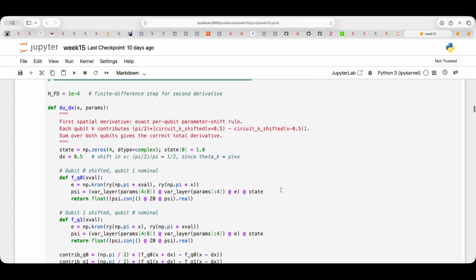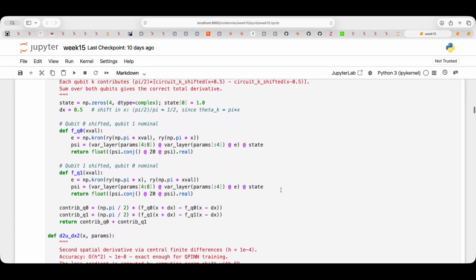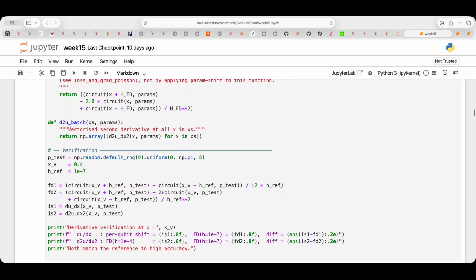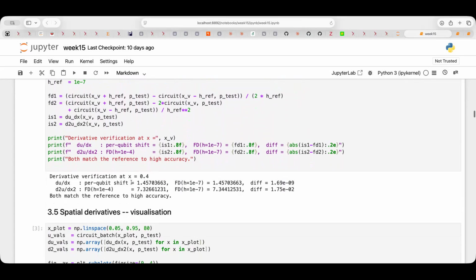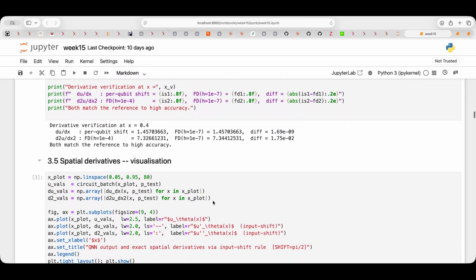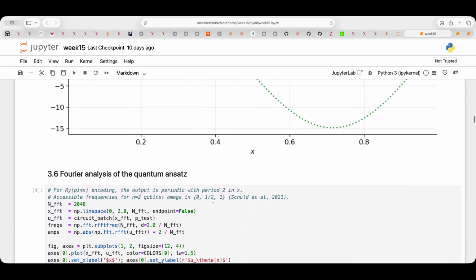So keep in mind that we are solving a differential equation with first derivatives and second derivatives. And we need to encode them. So here's a vectorized second derivative. There are just some tests here that the derivatives are being implemented correctly. So there's a visualization just here, which is not that important actually.